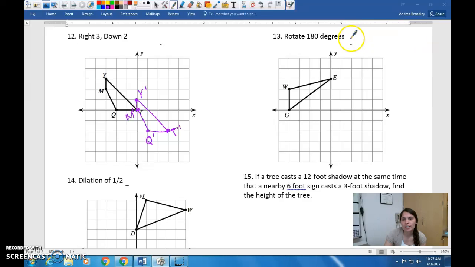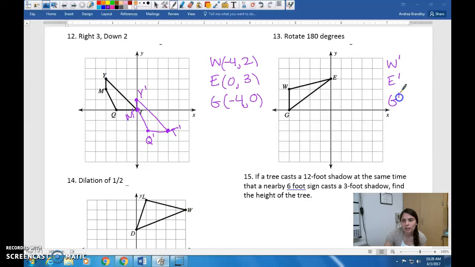When rotating 180 degrees, I find it easier to list my points. So W is at -4, 2. E is at 0, 3, and G is at -4, 0. And then when I graph my rotated points, all that needs to happen is the signs switch. So instead of -4, 2, I have a +4 and a -2. Instead of 0, 3, I have 0, -3, and instead of -4, 0, I have a +4, 0.